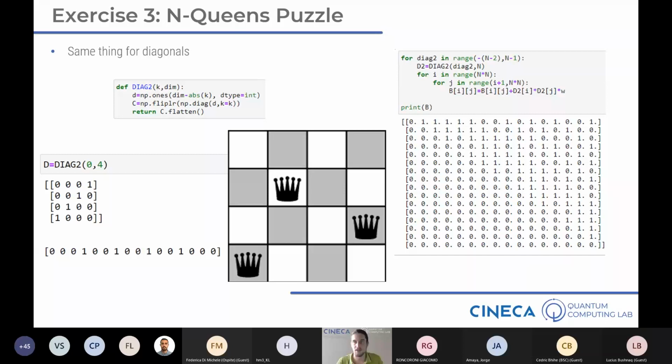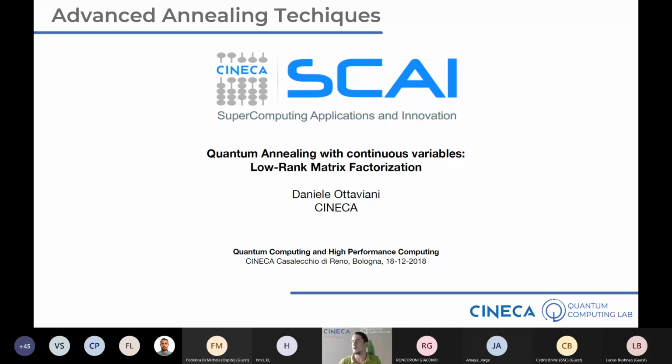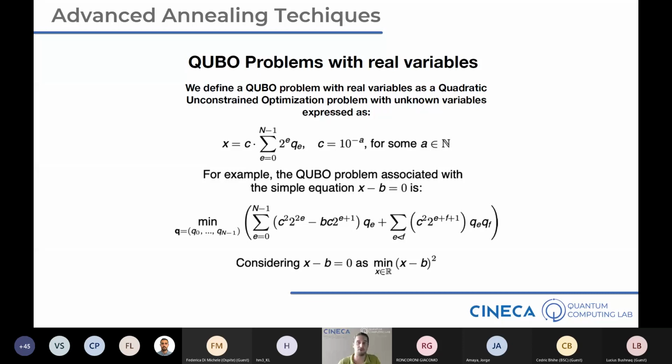Okay, so now very quickly, this part here. This is my first work with the D-Wave quantum annealer. We tried to solve something that is nearly impossible to solve with an annealer. In particular, we tried to solve a problem with real variables. It was not so useful at a production level, but it was very useful at a research level to show how the quantum annealer can solve a problem with real variables using advanced techniques.